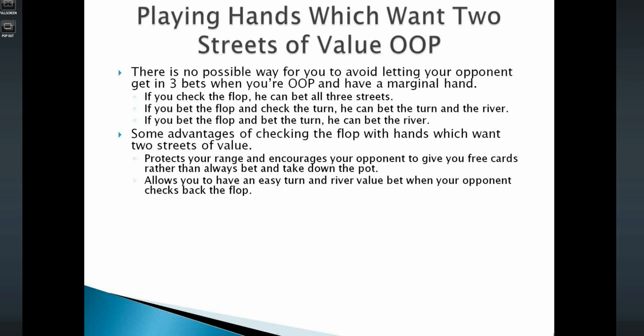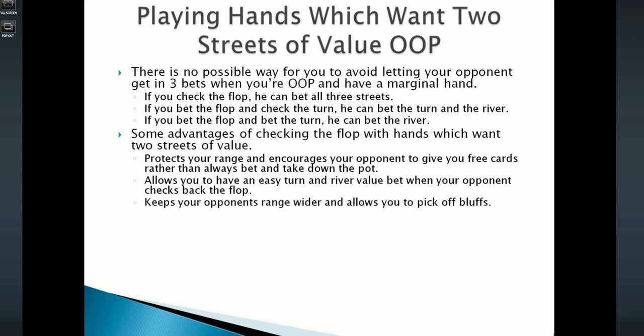So when you do check the flop and your opponent checks back, now you can randomize some bluffs on the turn and on the river, and you can also value bet the turn and the river, and now your opponent's the one holding his marginal hands that check back the flop, not sure whether or not he wants to call down. So it's a very, very good thing to happen.